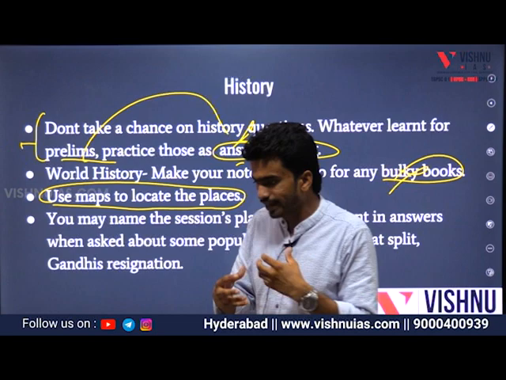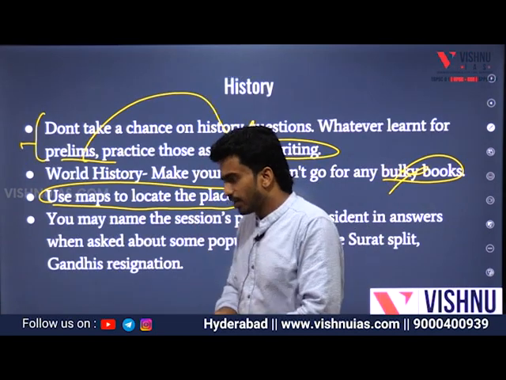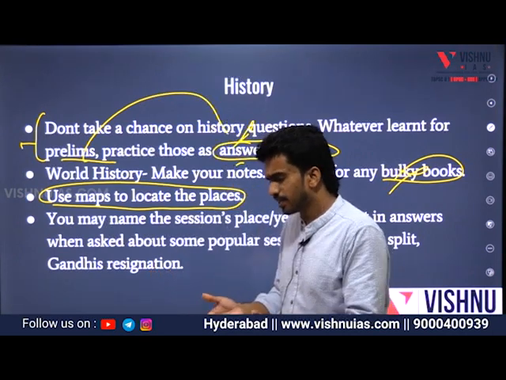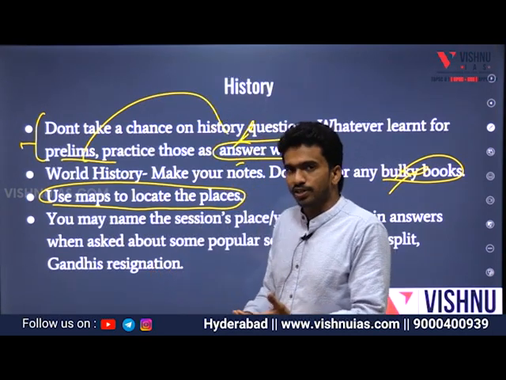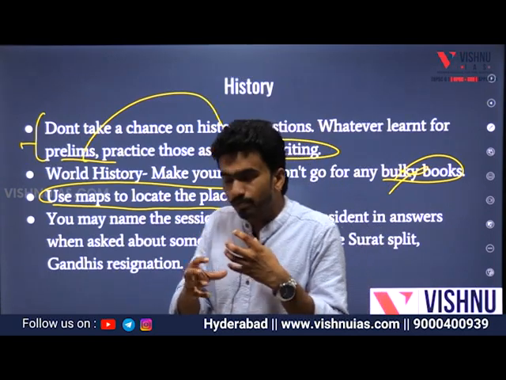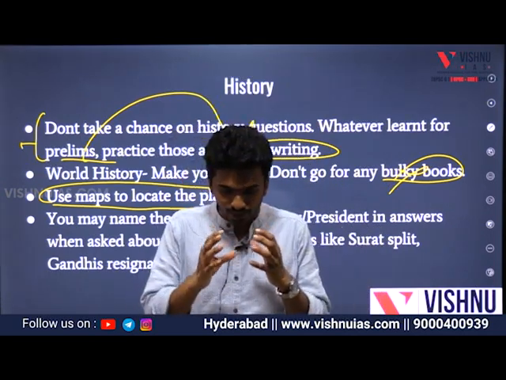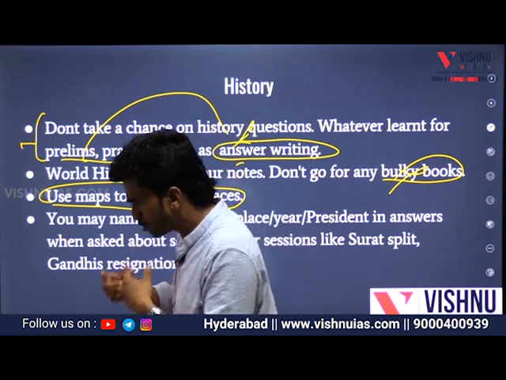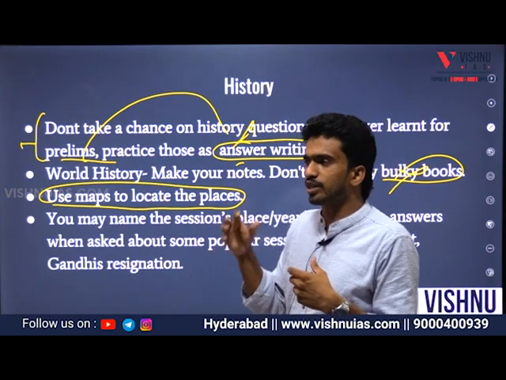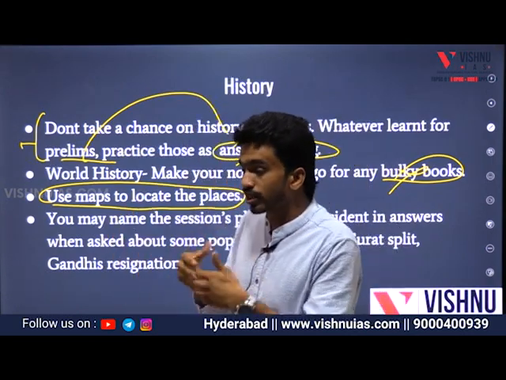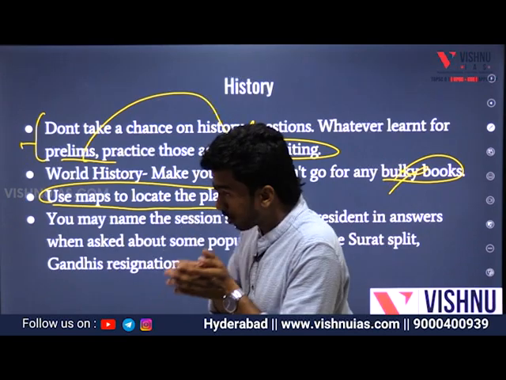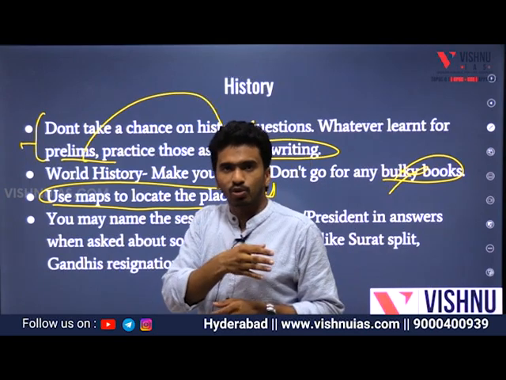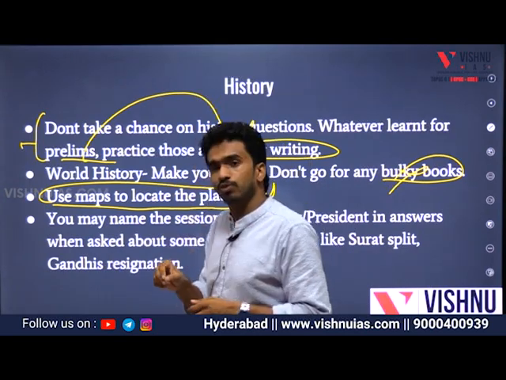Third point, use maps to locate the places. Whenever you are getting a question, especially in world history, Indian history, art and culture, post-independence consolidation, if there are some places involved, please try to draw a map, Indian map or world map or Asian map. Start practicing drawing it, because maps will help you a lot, more in geography than in history. So try to make notes of the map. Yesterday I already told you in the session, make ready-made maps with you.